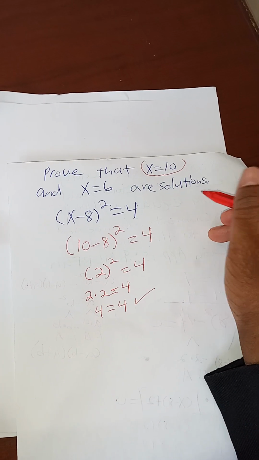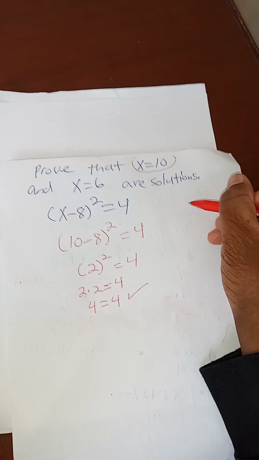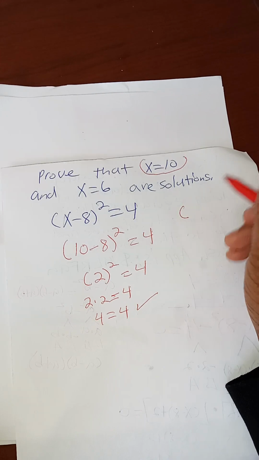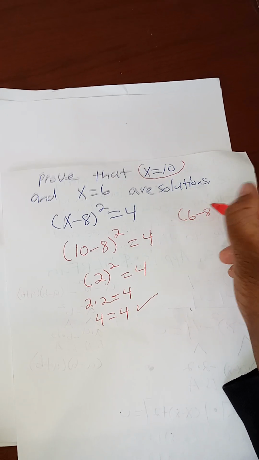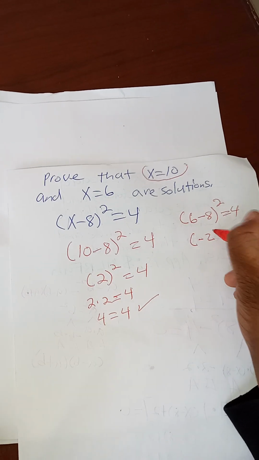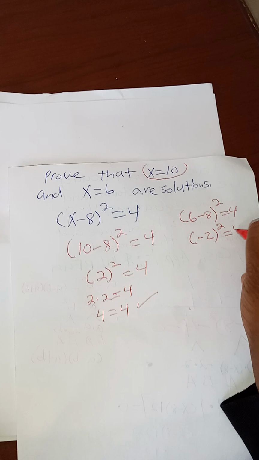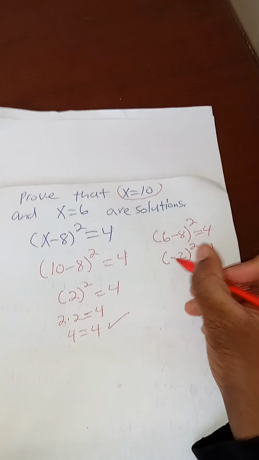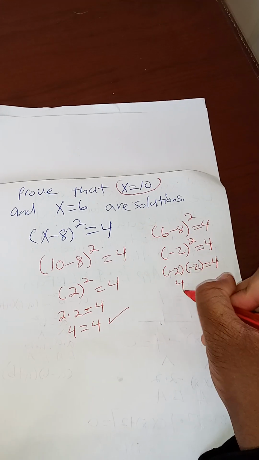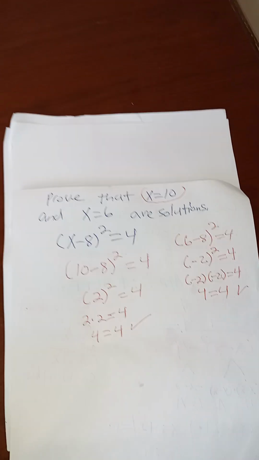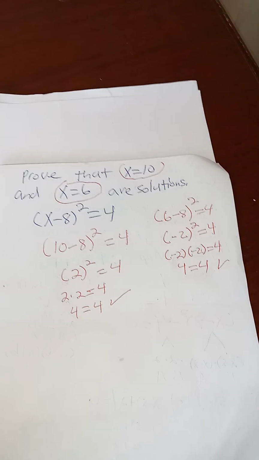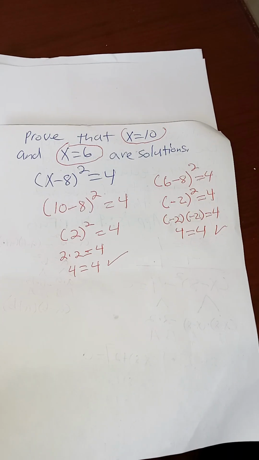Now let's prove 6 is a solution as well. So (6 - 8)^2 = 4. And 6 minus 8 is negative 2. And square it is equal to 4. So this will break down to negative 2 times negative 2 is equal to 4. And 4 is equal to 4. And this is a true statement as well. So x = 6 is a solution as well. So there are 2 solutions to the problem: x = 10 and x = 6.